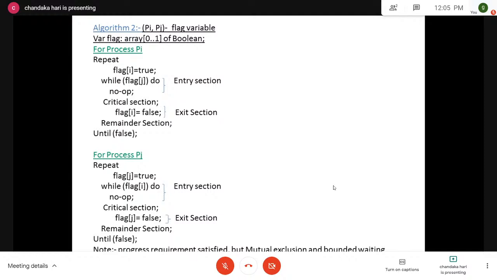And at T3, Pj checks whether flag I is true or not. If flag I is true, then it is also not allowed to proceed. Now both processes are continuously stuck in this state. No process is executing, so it is an infinite loop. Process Pi makes its flag true and waits for flag J to become false. Process Pj makes its flag true and waits for flag I to become false. So both are not allowed to continue the execution, and this kind of situation is indefinite blocking.